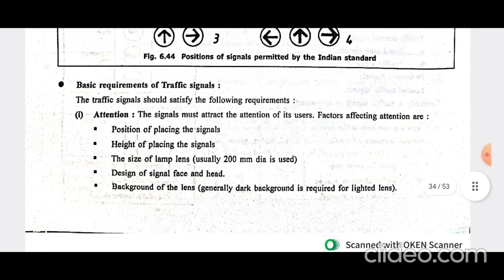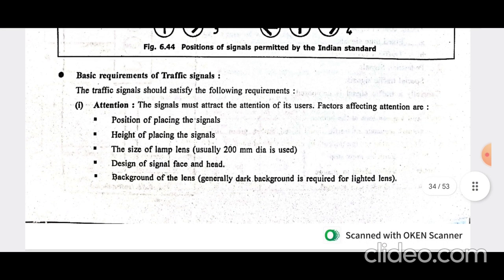So the next point we discuss is the basic requirements of the traffic signal. First one is attention. The signal must be attractive and attract the attention of the user, and the factors affecting attention are the position of placing the signal, the height of placing the signal, and third, the size of the lamp. Here the standard size is 200 mm, but in some areas, heavy traffic vehicle areas or speedy areas, a larger size is required.